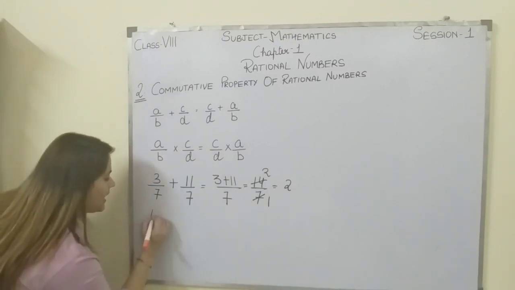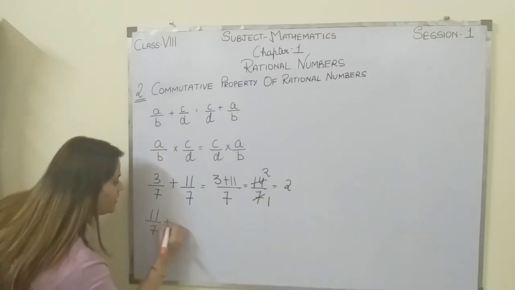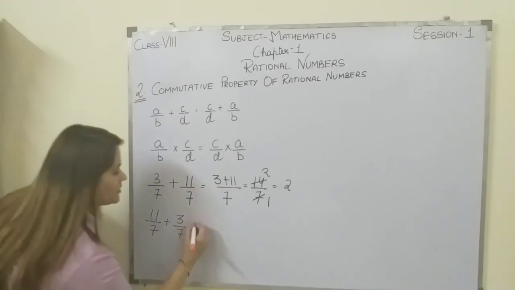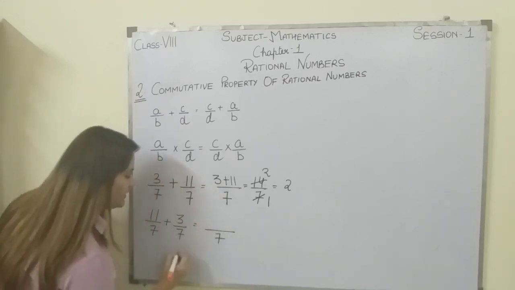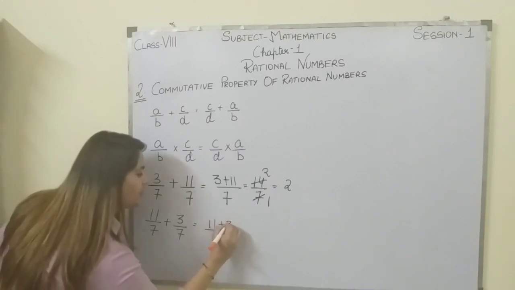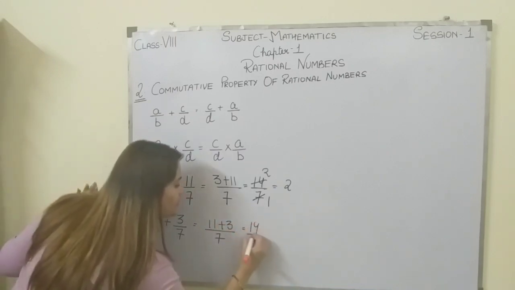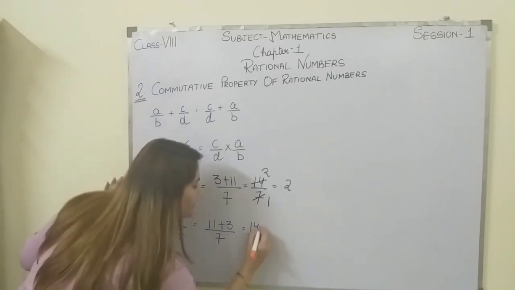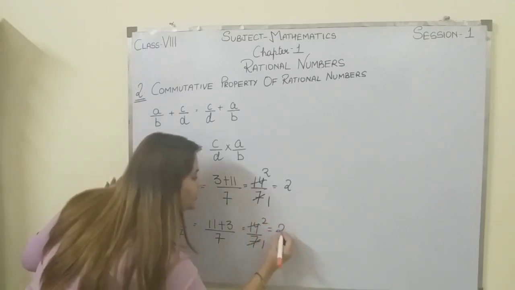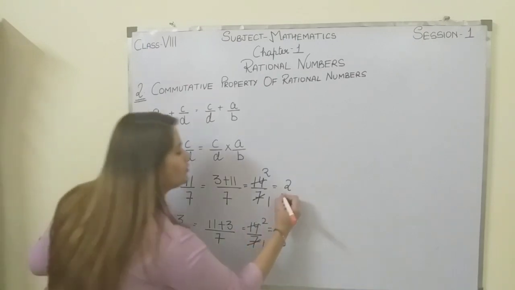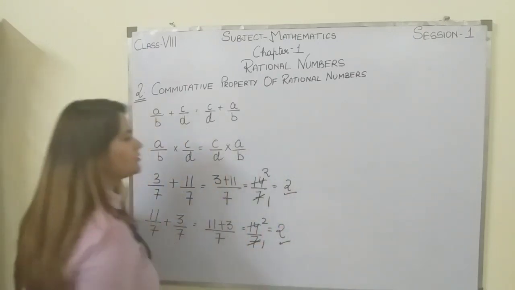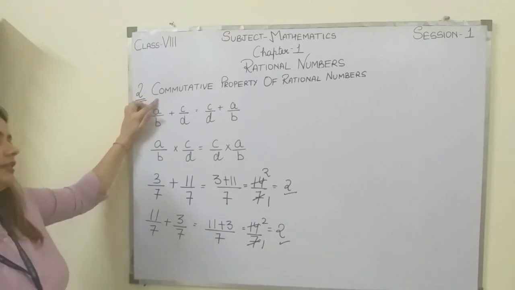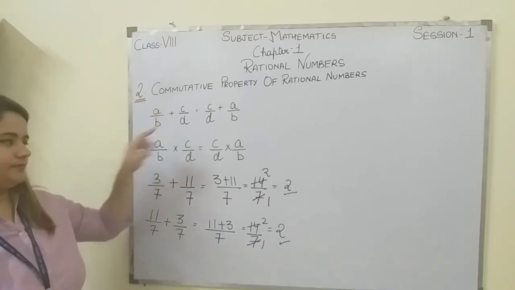So now let's add 7 by 11 with 3 by 7. So the denominator will be 7. It will be 11 plus 3. 11 plus 3 is again 14. So 14 by 7, 7 1, 7 2. So it is again 2. So this is also 2. This is also 2. That means this commutative property holds true in the case of addition.